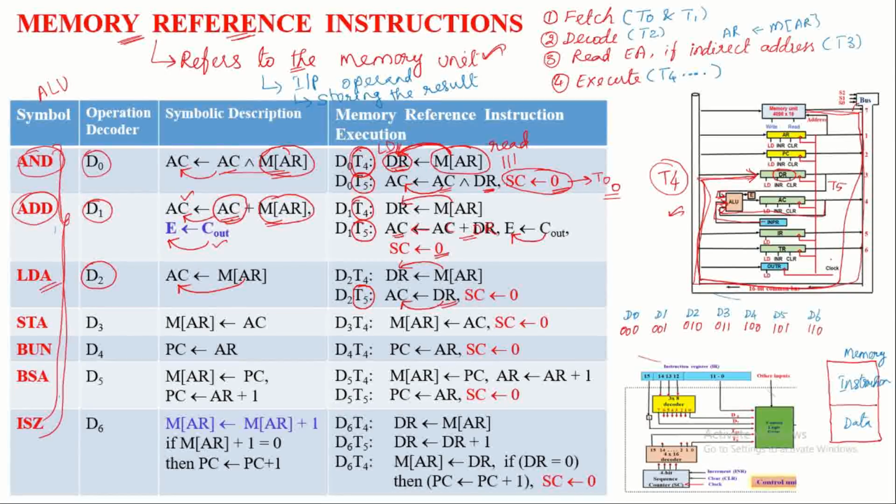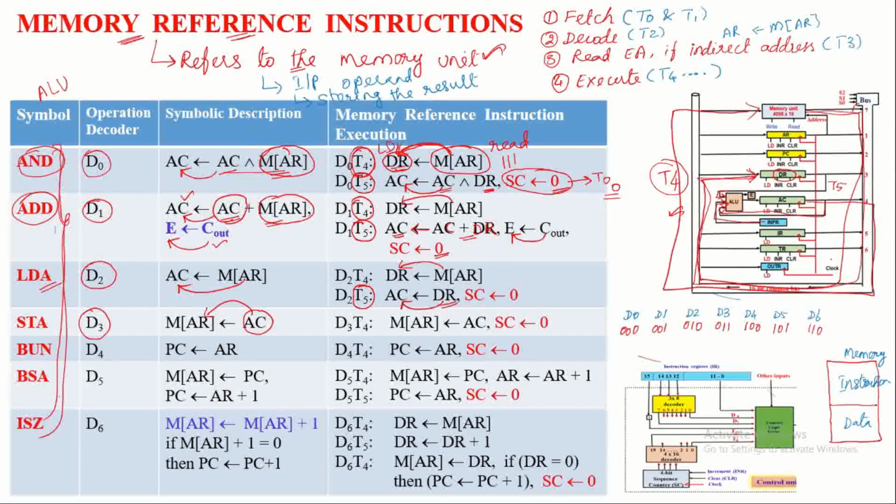Coming to the next operation, store accumulator content into the memory unit. This operation is performed when the D3 output of the decoder is active. Let us check, is there any direct connection from the accumulator to the memory unit? Yes, there is a direct connection from the accumulator to the memory unit. So data transfer can happen in a single clock cycle.